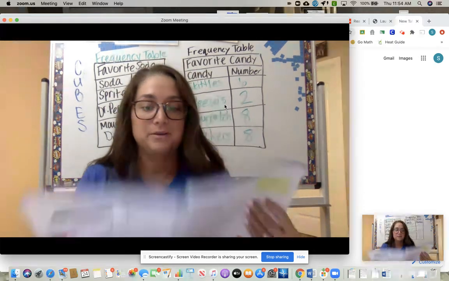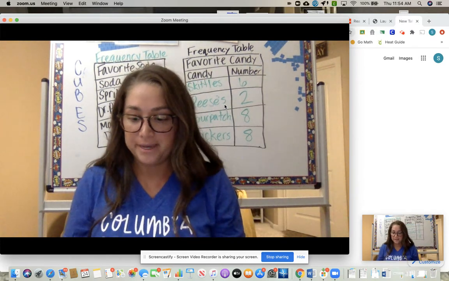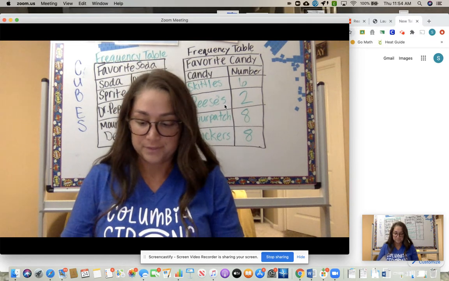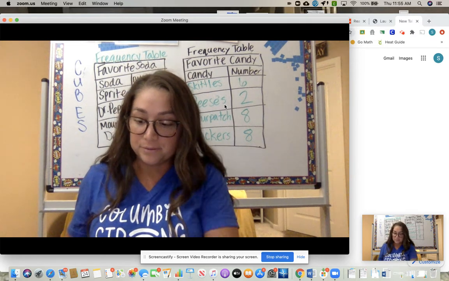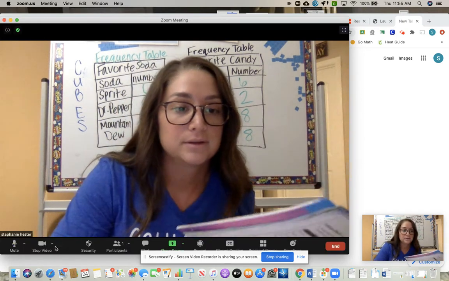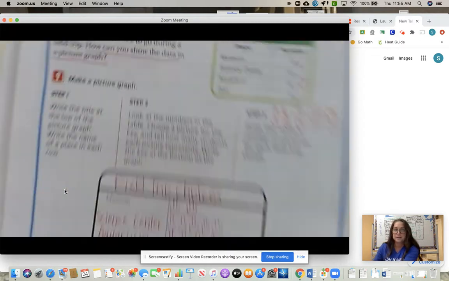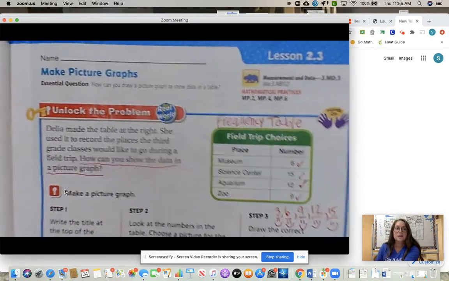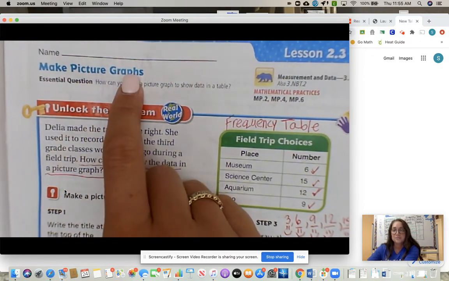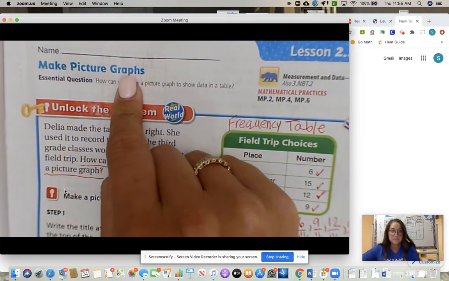So please get out your chapter 2 math and turn to page 71. If you want to try and work through 71, go ahead, because I'm going to show you right now. All right. So we are now on picture graphs. We've done tally tables and we have done frequency table or frequency chart.